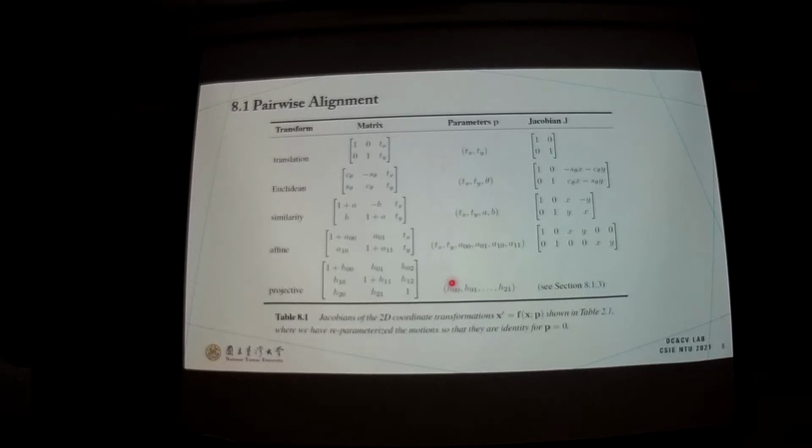When we are doing the pairwise alignment, there are many transformations that we can use, for example translation. In table 8.1 here, it elaborates several transformations that we can use, and some calculations of how we compute the Jacobian. Based on this transformation, we estimate the predicted new position here. We use any transformation here, and then after that we do some fine-tuning to get better parameters.